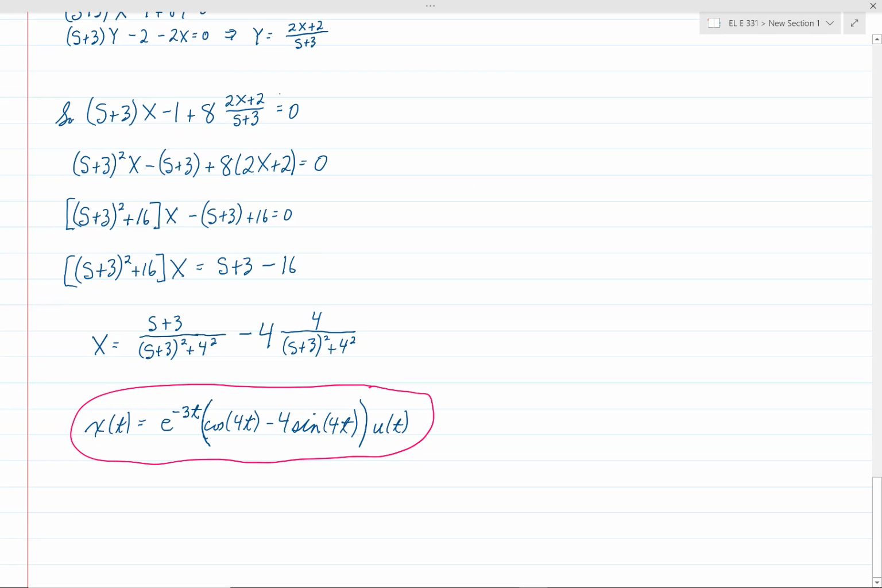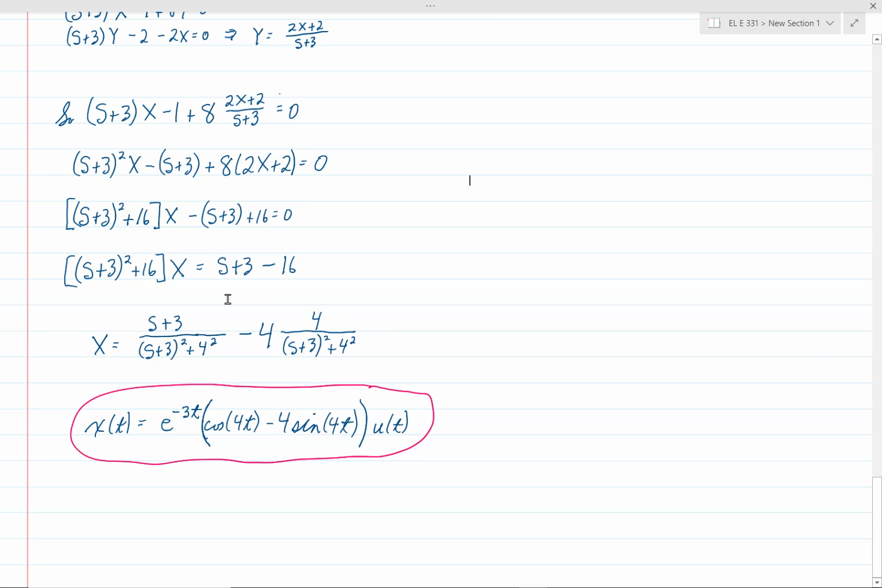Now, in order to solve for X, I divide both sides of the equation by (s plus 3) squared plus 16, which is the same thing, of course, as (s plus 3) squared plus 4 squared. And so I have (s plus 3) divided by (s plus 3) squared plus 4 squared. And then I'm going to rewrite 16 as minus 4 times 4, over (s plus 3) squared plus 4 squared.